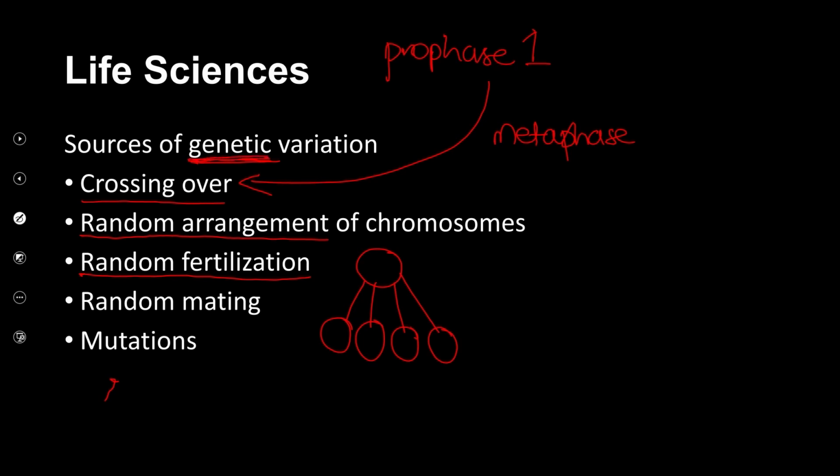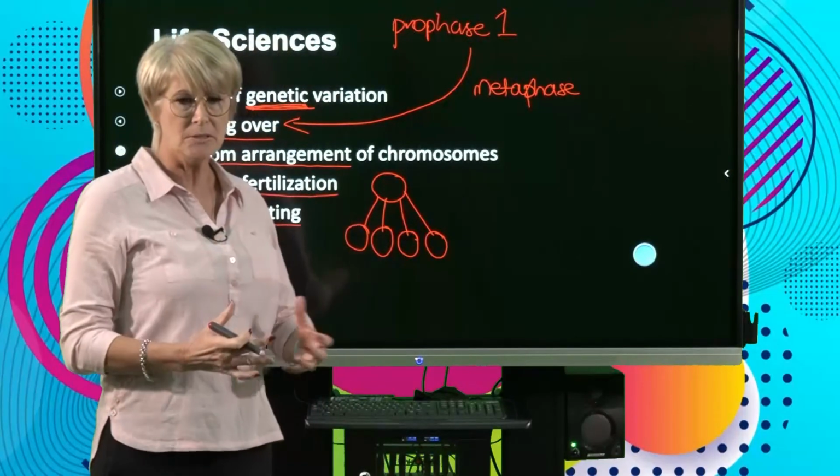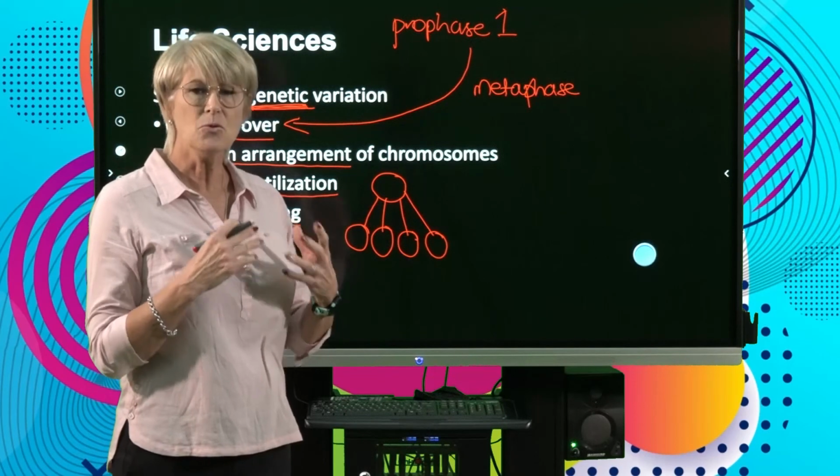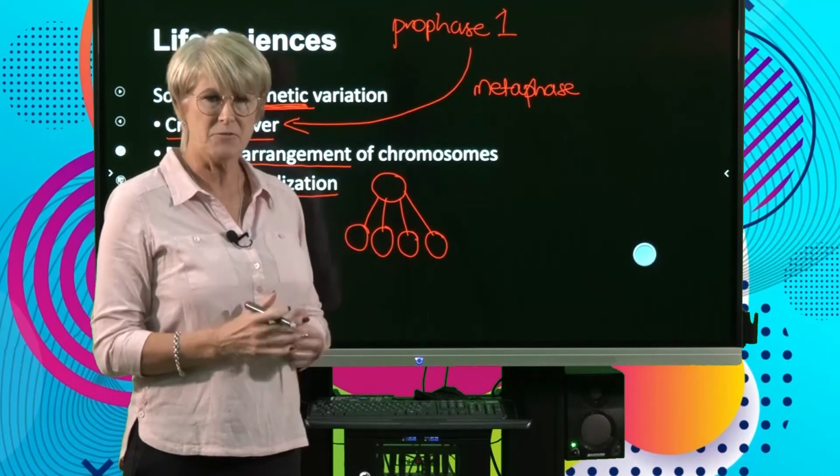The next source of genetic variation is random mating. If we look at organisms in the natural world, not all organisms have partners that mate for life.